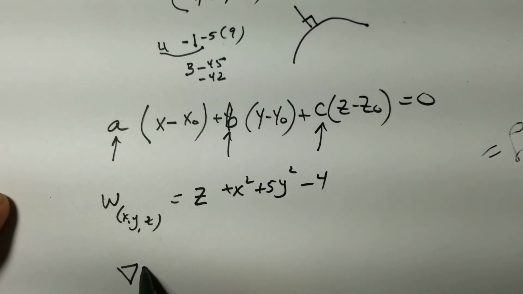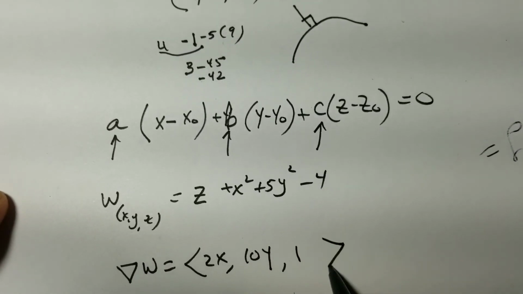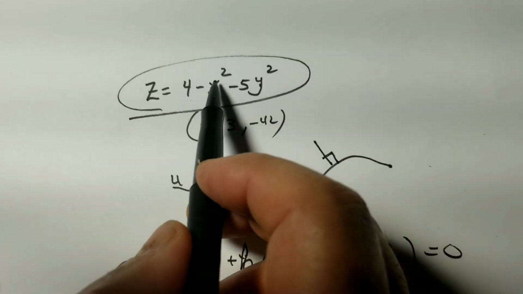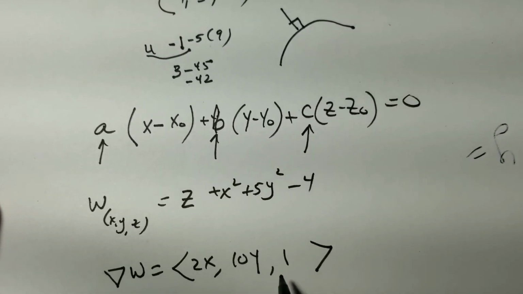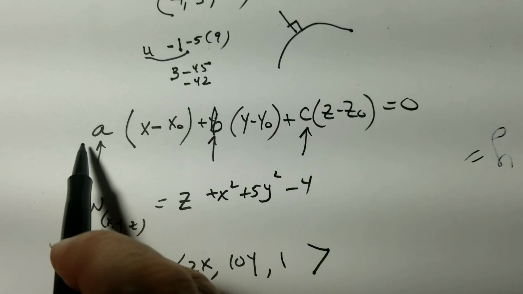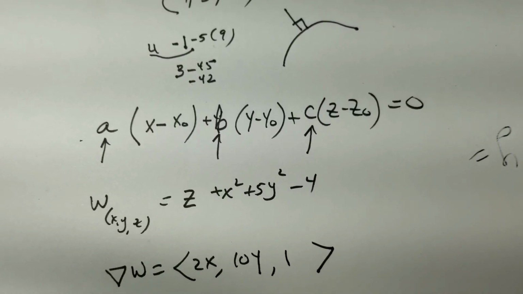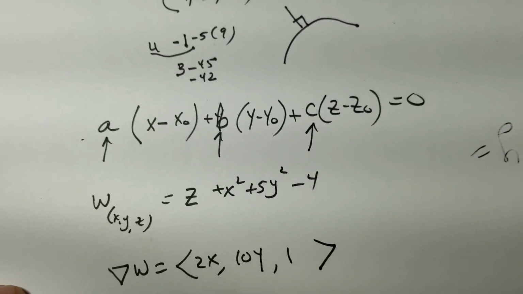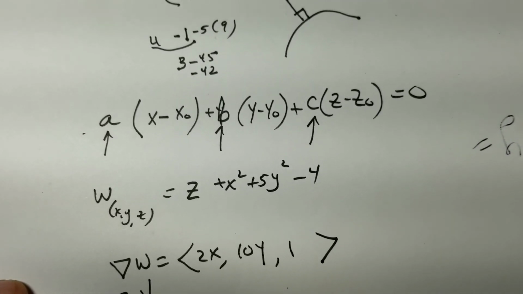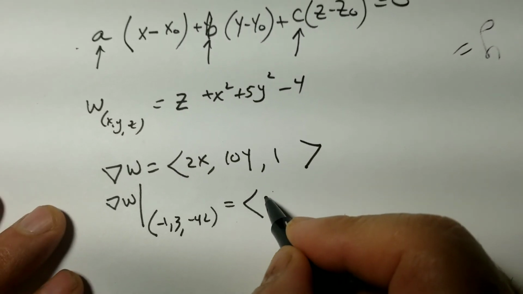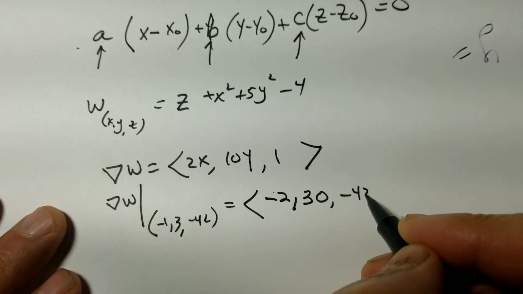What is my gradient with respect to X? 2X. To Y? 10Y. To Z? 1. What happens if I move Z to the other side? That would become negative 2X, negative 10Y and a negative 1. Same thing, except those coefficients would be negative, and then eventually you have to move it to the other side to make it positive. Therefore, at the point of negative 1, 3, and negative 42, your gradient, which is your normal vector, is negative 2, 30, and negative 42.